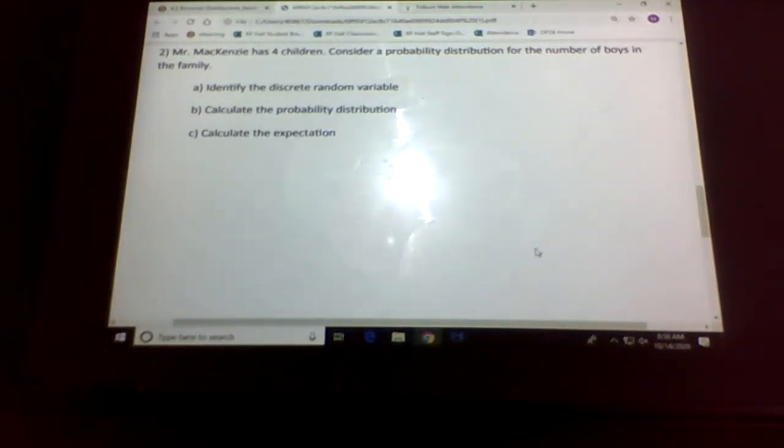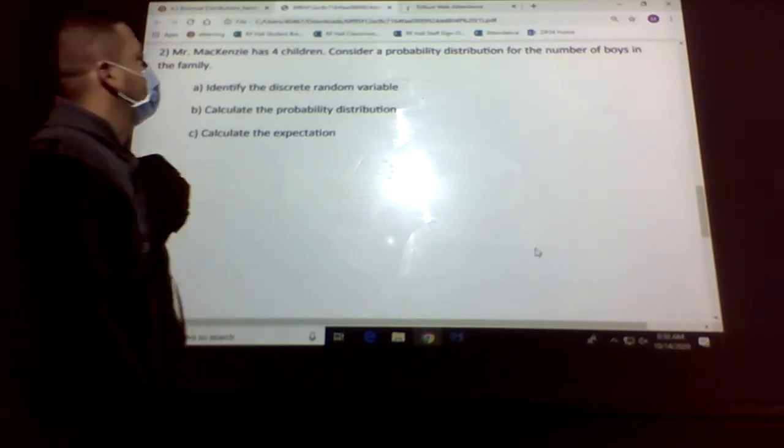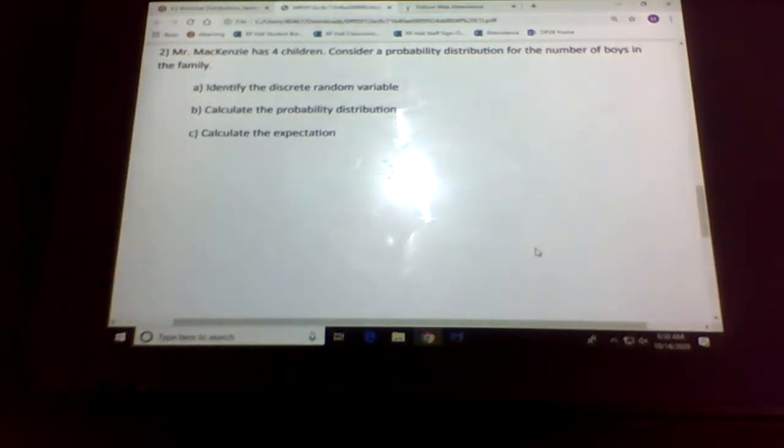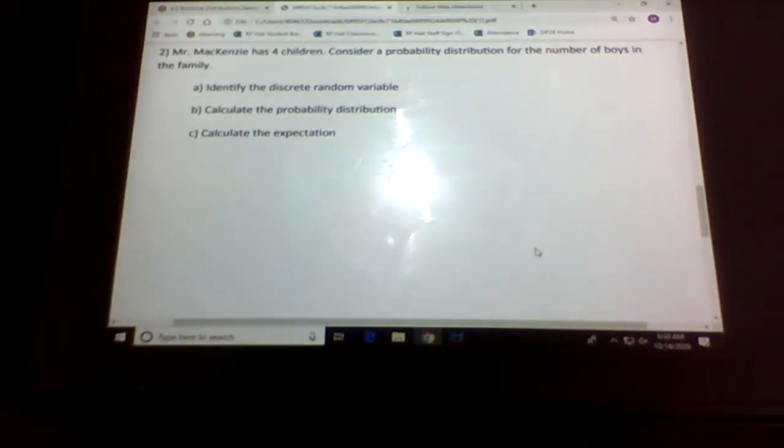Okay, Ms. McKenzie has 4 children. I do not, it's just an example. Consider the probability distribution for the number of boys in a family.